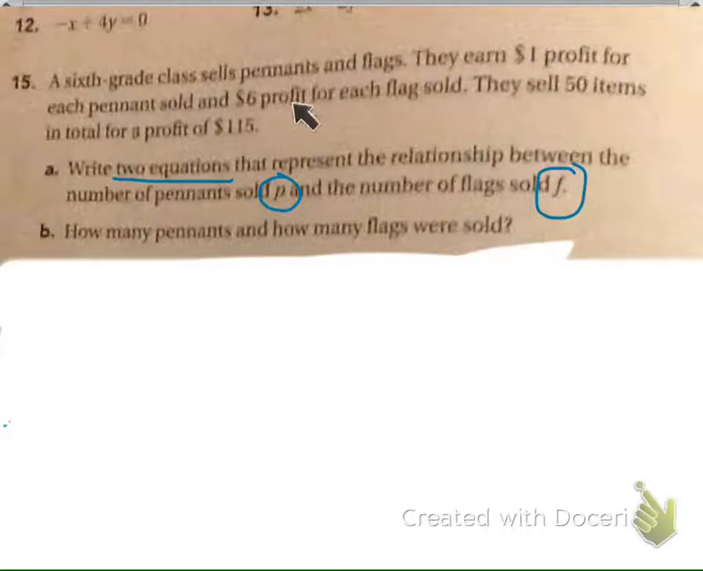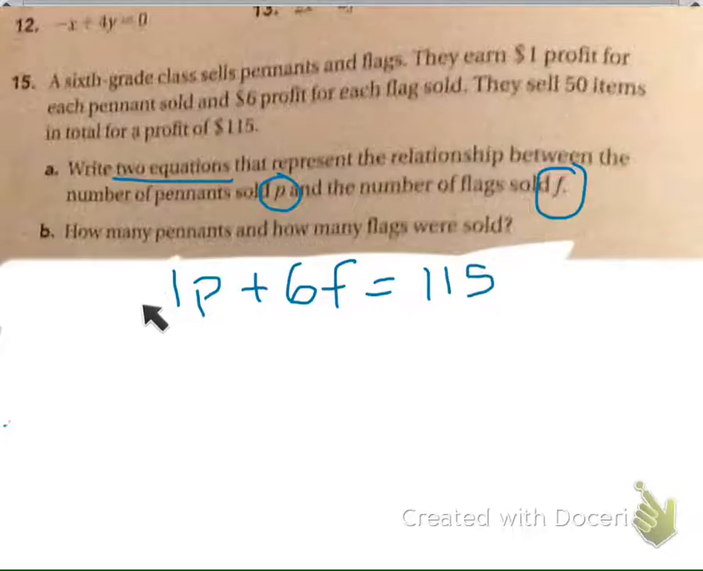$1 per pennant, $6 per flag. So that right away shows me it's going to be in standard form. So my first equation is going to be $1 per pennant plus $6 per flag equals $115. Okay, so you have to make sure you understand what this means. The 1 means the dollar amount they make per pennant, plus the $6 they make off each flag, and all together they made $115.